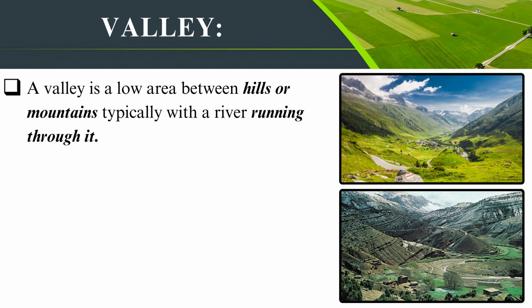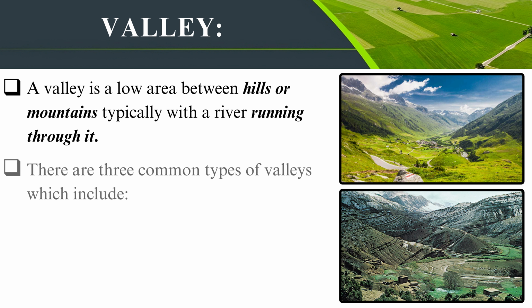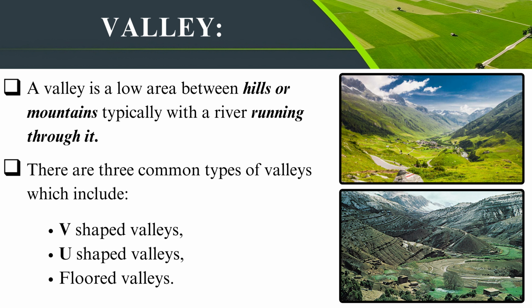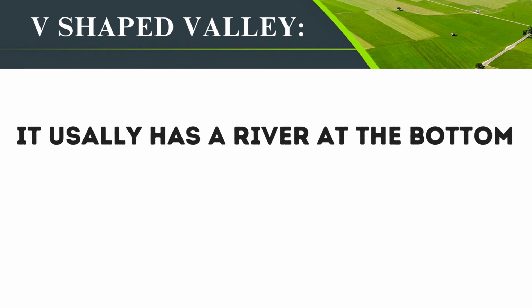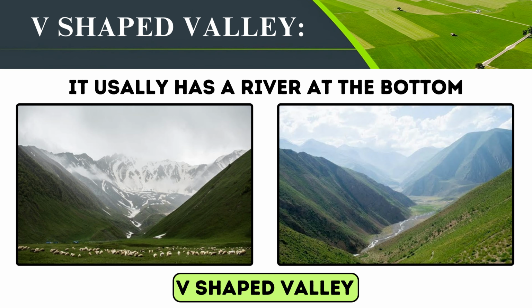Valleys. A valley is a low area between hills or mountains, typically with a river running through it. There are three common types of valleys, which include V-shaped valleys, U-shaped valleys, and fluvial valleys. V-shaped valleys usually have a river at the bottom. You can see in both pictures the river is moving through the valleys.